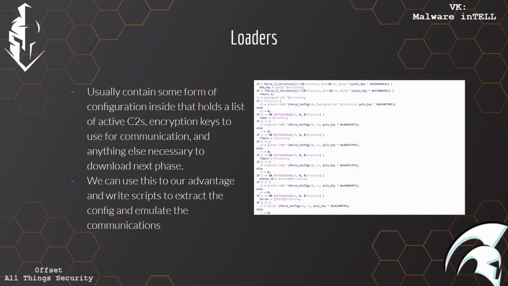As you can see on the image on the right, this is the ISFB configuration parsing function inside of the binary. It will parse the structure it's got in the binary and use that to locate different values, so embedded executables or potentially RSA keys or encryption keys or whatever it uses to download the next phase.